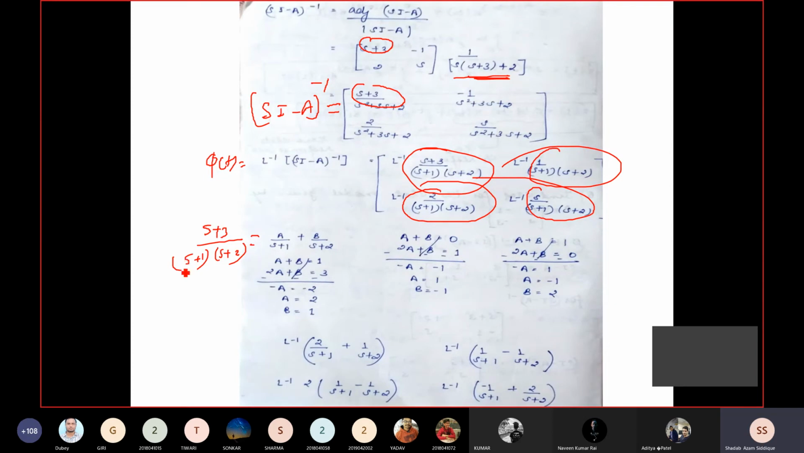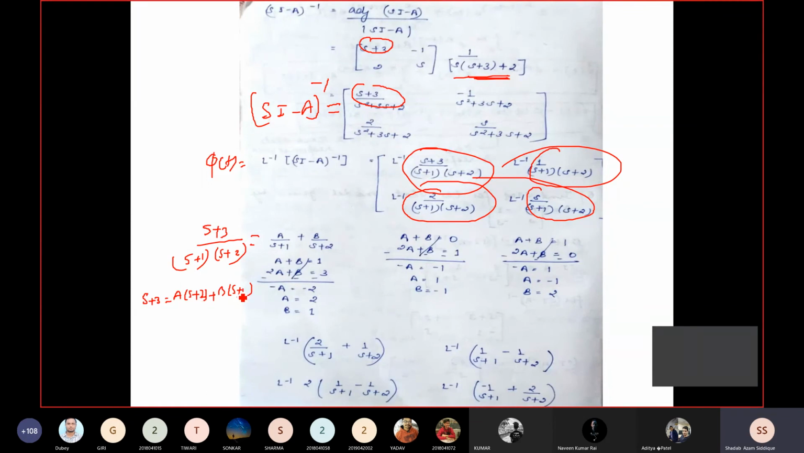So you can have s plus 3 as an equation. I'll write, s plus 3 equals A into (s plus 2) plus B into (s plus 1). This is simply written, and the denominator will be cancelled out. So if you substitute s as minus 1, this can be written as A into (minus 1 plus 2), so it is written as A, and the B term becomes 0.